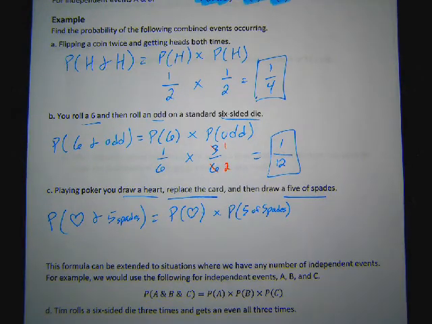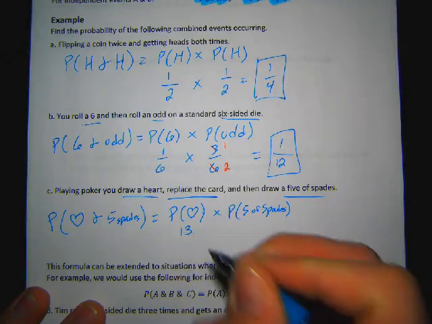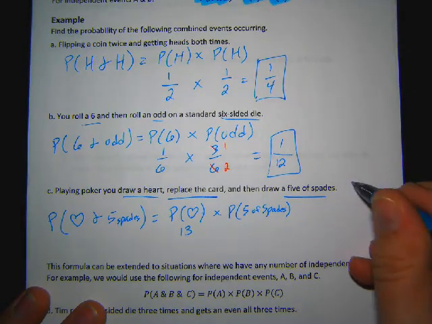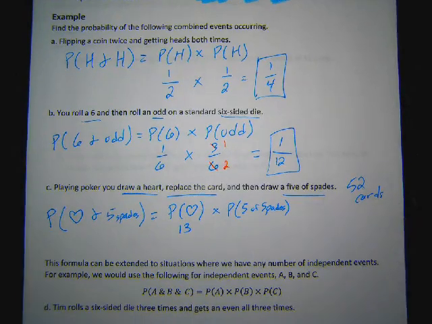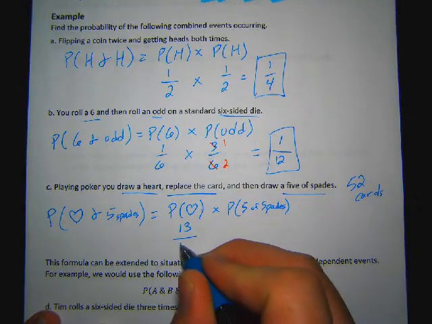What I want. Hearts, there are 13 hearts. Remember in the deck there are 4 suits, and in each suit there are 13 cards, so there are 13 hearts. 2 through 10, Jack, Queen, King, Ace. So 13 hearts. And remember that the standard deck has 52 cards. So we're assuming this is a standard deck because they didn't say otherwise. So we'll say 13 out of 52.